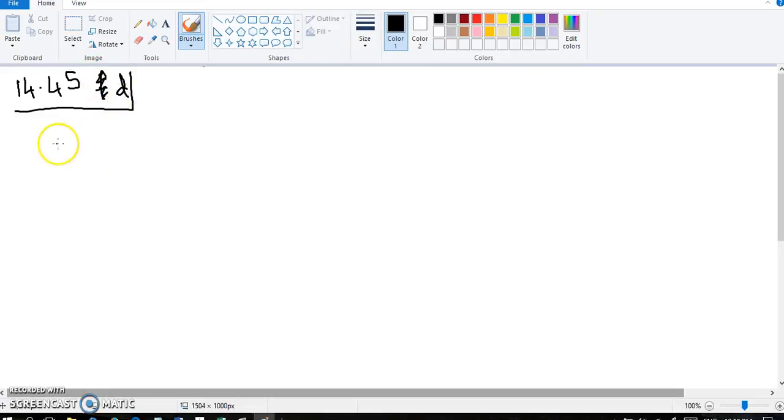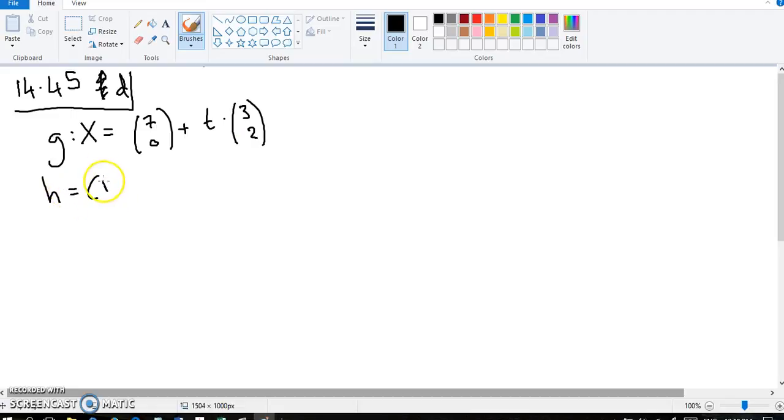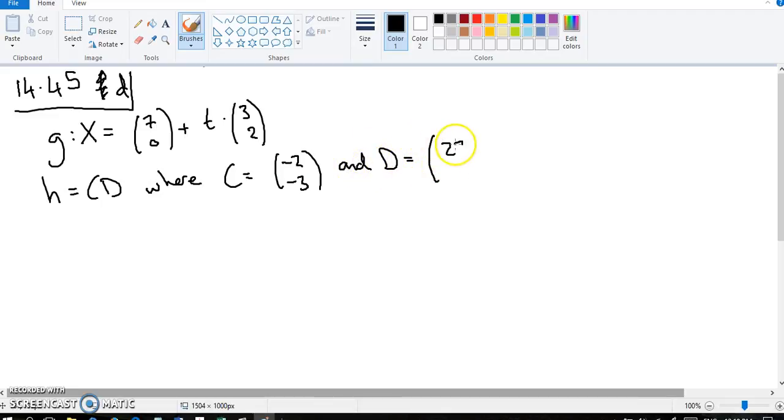Okay, so in D we have two lines. We have again G, which goes through point (7, 0) and has direction vector (3, 2). And then we have H, which is the line segment CD, where C is (-2, -3) and D is (22, 7). And we need to see whether these two cross.